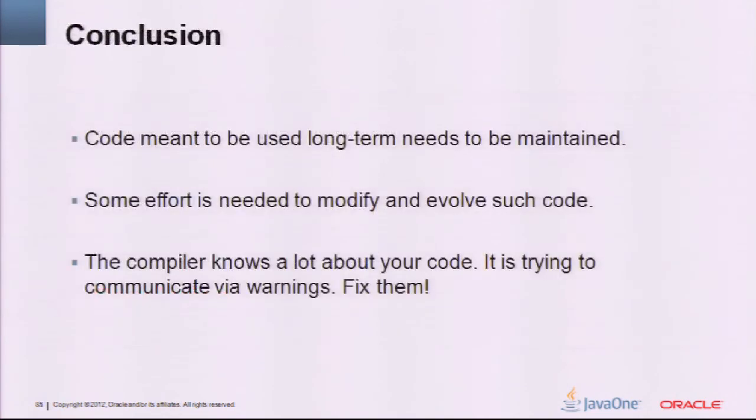Okay, so just to wrap it up, this is all the material I had. Some people write code just for temporary use, and they don't want to put in effort to maintain that code. However, most of us want our code to be used over a longer period of time, and in that case, you should put in some effort to maintain your code. The language or the platform that you're using to write your code will evolve with time. And it's a good idea to let your code evolve along with that. The compiler knows a lot about your code. It probably knows much more than you think. And it's trying to communicate to you via these warnings. So don't be afraid to listen to it and go and fix your warnings. Thank you.